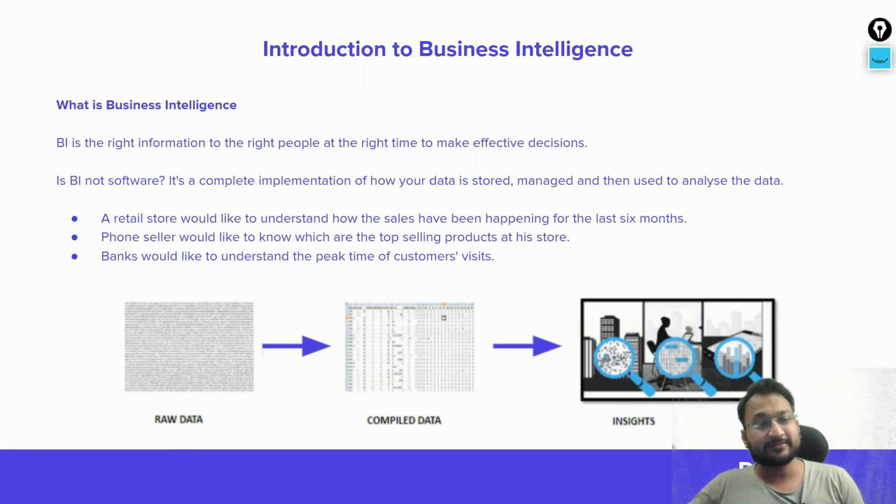Banks, they would like to understand what's the time at which the customers visit in the highest quantity to their bank. Because that's a people community. People go to the bank for their transactions, and it's their duty to make sure the customers have a comfortable experience. So if they're able to understand what the peak times are, they can make the arrangements accordingly.